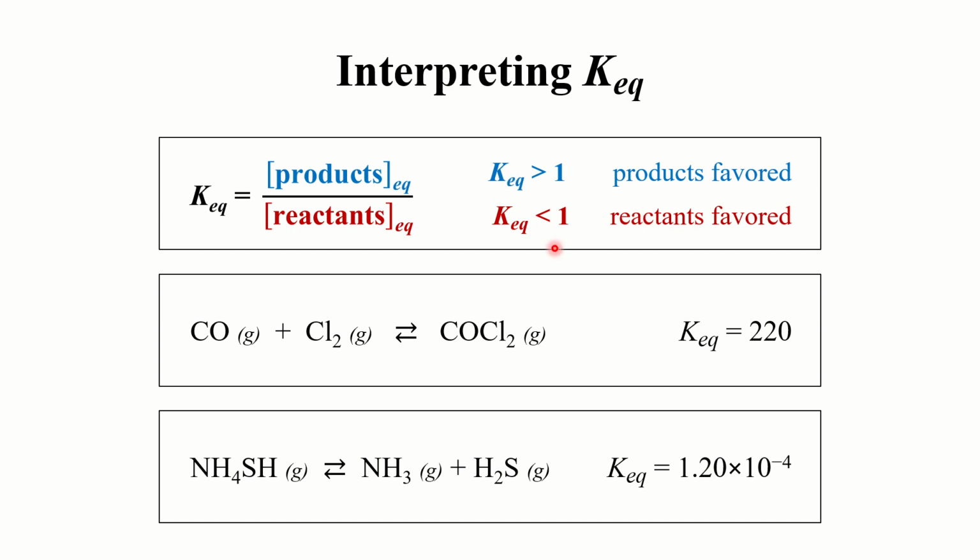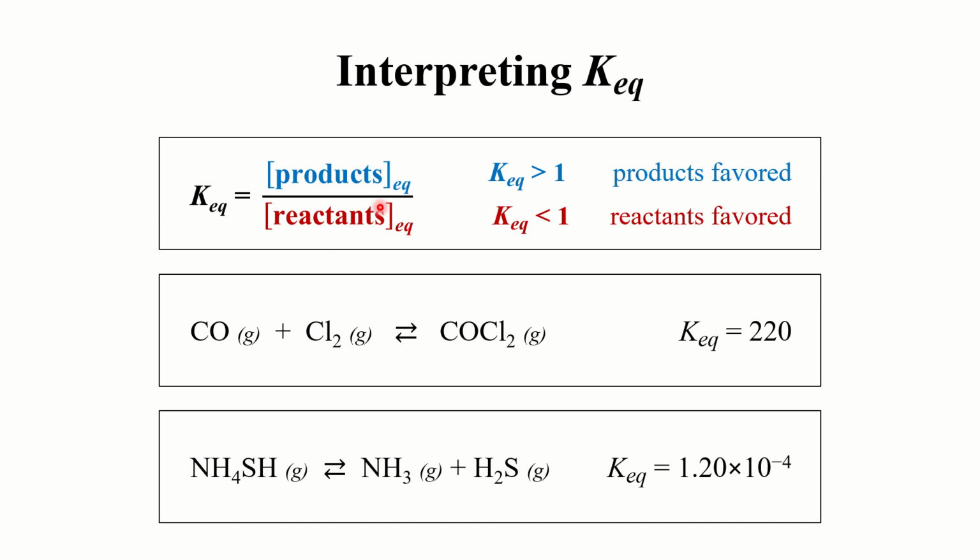How can we say this? Well, just think about this in terms of basic math. If you've got a fraction where the numerator, the number on top, is bigger than the denominator, the number on the bottom, that fraction is going to be greater than 1. If I had 3 over 2 or 4 over 3 or 6 fourths or 10 eighths or whatever, when you divide those two numbers, you're going to get an answer that's bigger than 1. So if KEQ is bigger than 1, the top of the fraction must be bigger, which means there are more products. The products are favored.